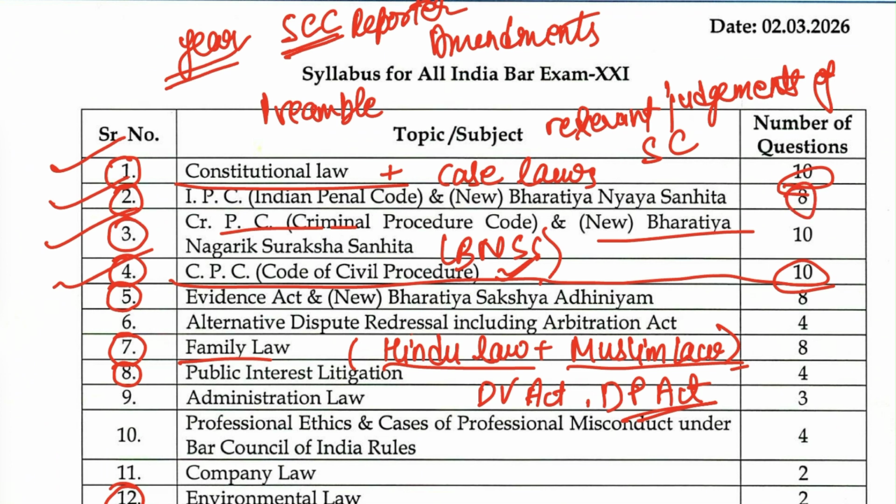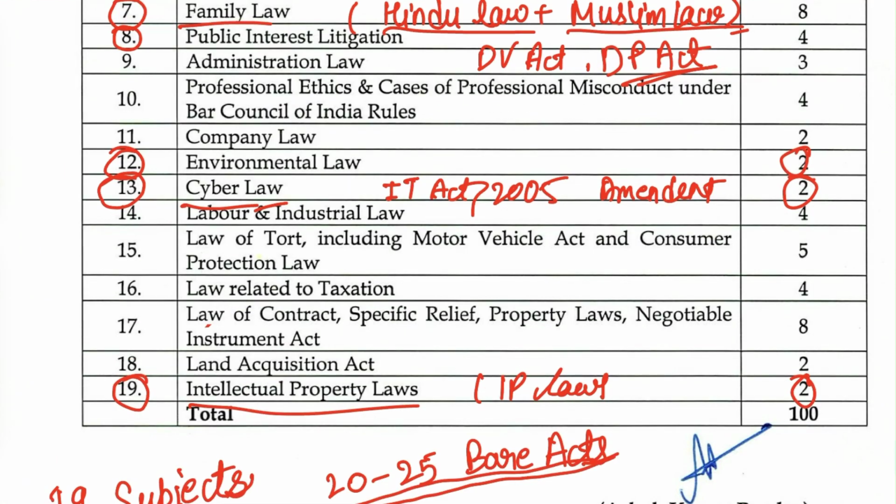So 10 marks on the constitutional law, including the case laws. IPC and BNS cover 8 marks. CRPC and BNSS cover 10 marks. CPC 10 marks. Evidence 8 marks. Environmental law 2 marks, cyber law 2 marks, and intellectual property 2 marks. So 10, 20, 30, 38, 46, 48, 50, 52. So 52 marks you are going to get only from these 8 subjects.